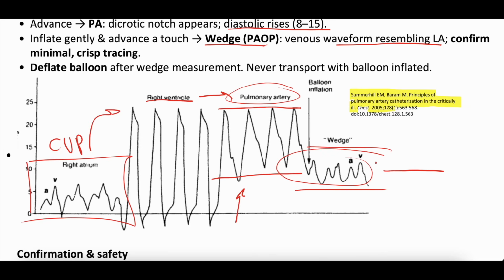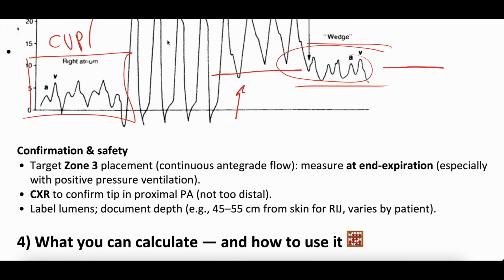And we always recommend closed loop communication. Say, put the balloon up, and then someone says, balloon is up. Put the balloon down, the balloon is down. All that closed loop communication stuff is important. So, confirmation and safety: you're going to target zone 3 placement, and you want to measure at the end of expiration, especially if you're on mechanical ventilation.